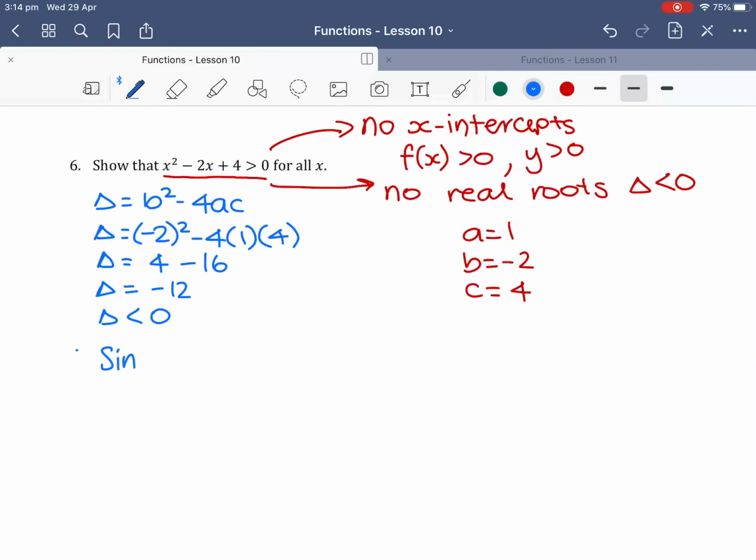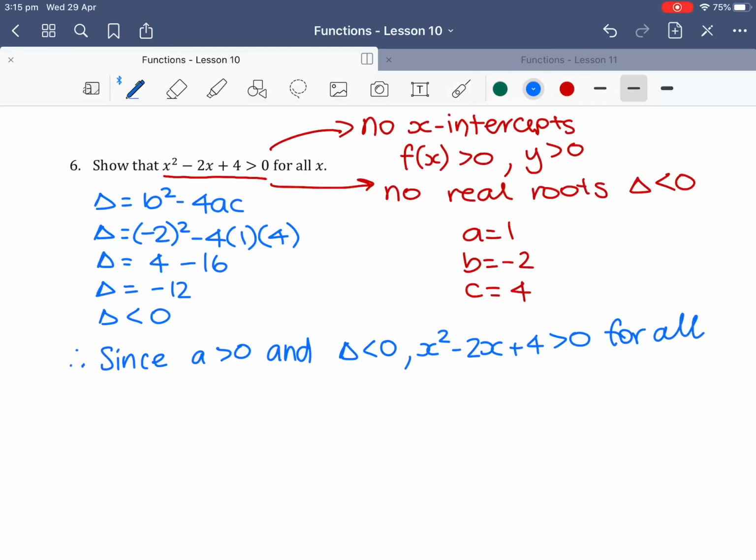So since a is greater than 0, as we're given, and our discriminant is less than 0, x squared minus 2x plus 4 is going to be greater than 0 for all real x. And that is the solution. Because our a was greater than 0, that means our range was above the x-axis, and it will never hit the x-axis, and it will always be above.